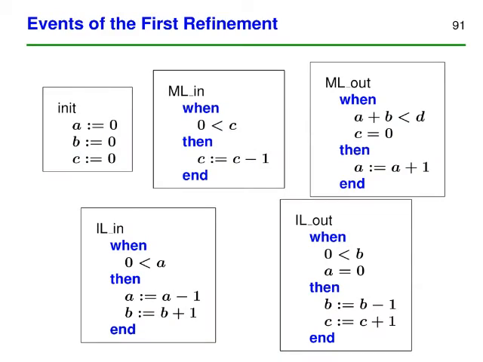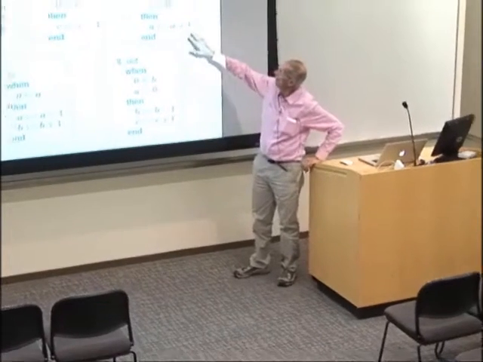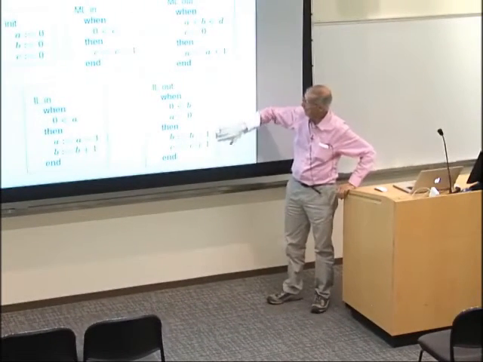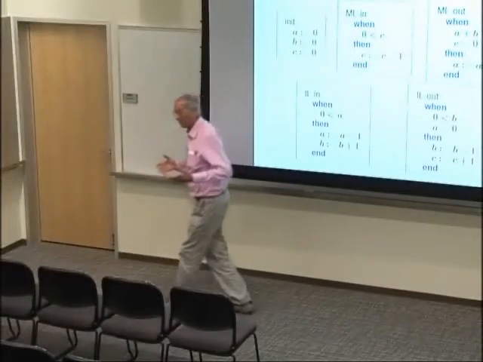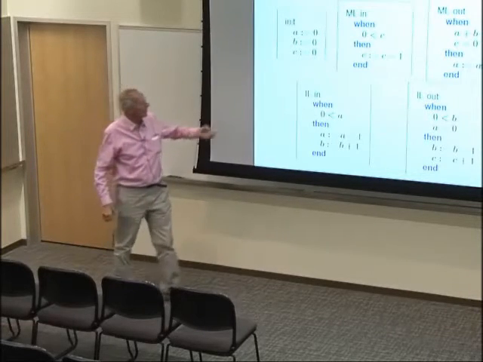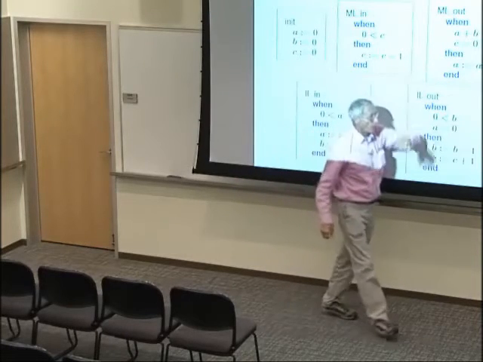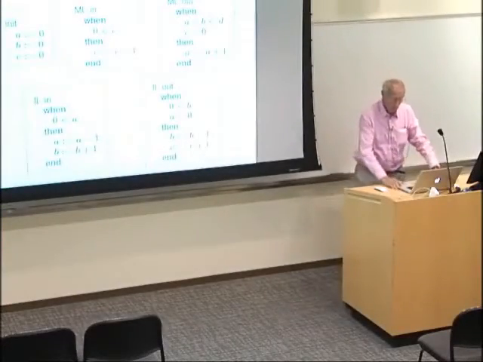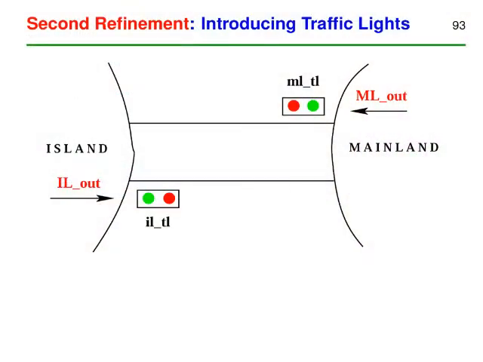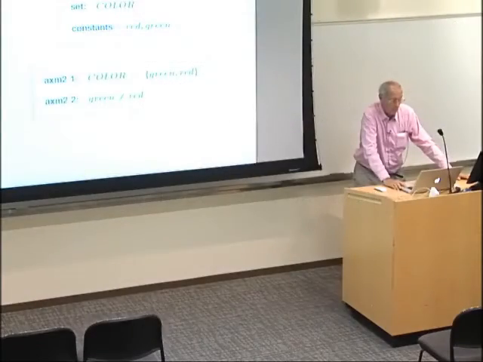The problem you see is that if we go onto this, especially ML out and IL out, these events are supposed to be executed by a driver. So the driver clearly cannot do this count, especially here. So we have to authorize the driver in another way, and especially this is the role of the traffic light. So we introduce a constant set of color, with two colors, red and green, that are different.